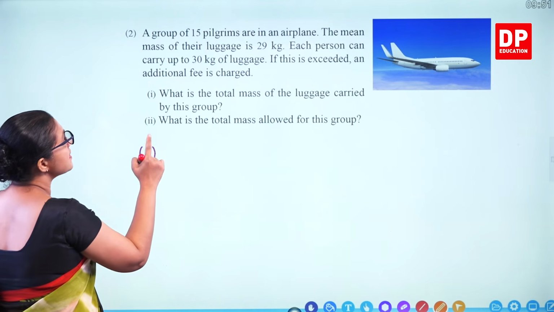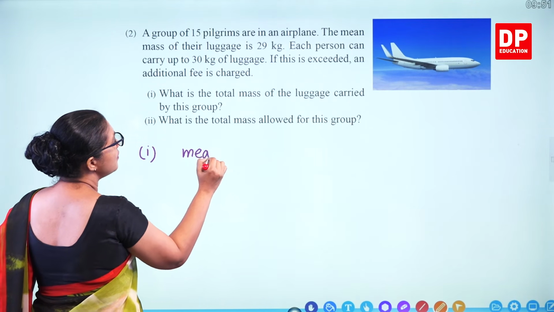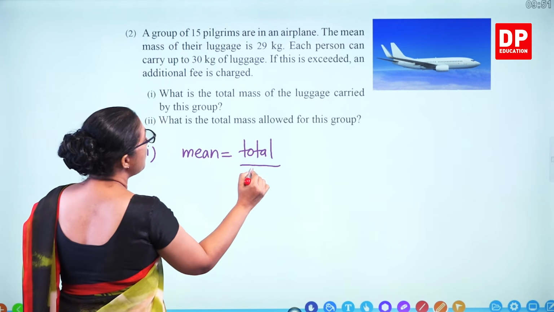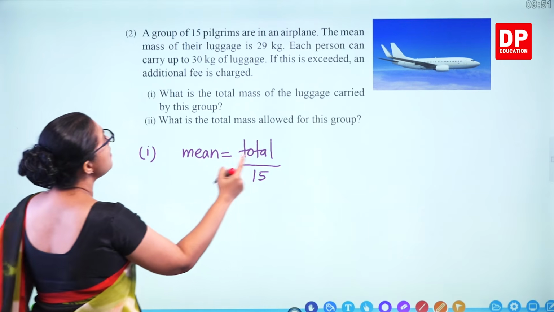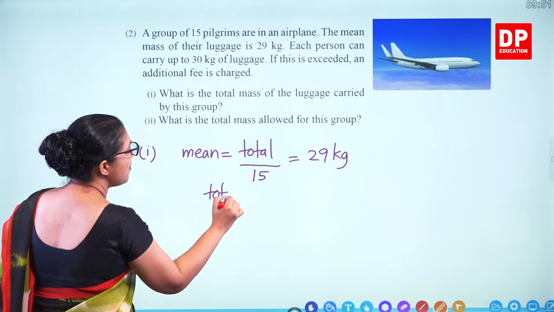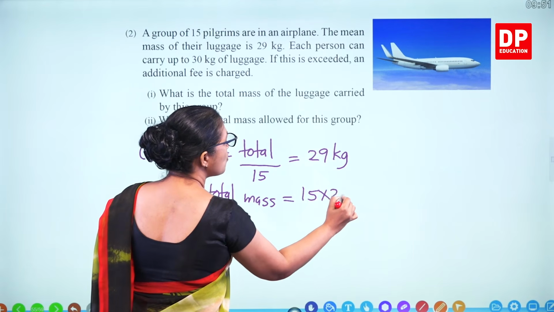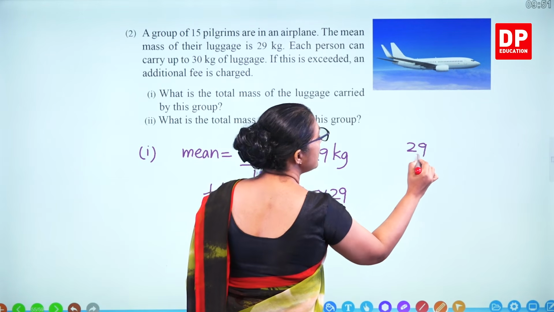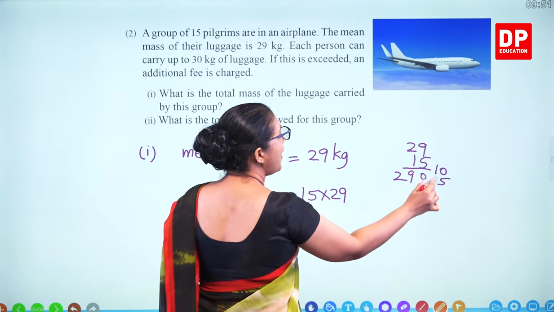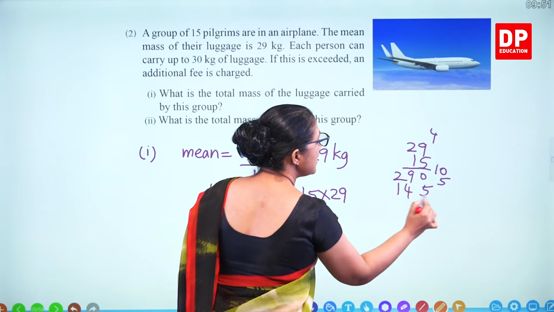So what's the total mass? The average or the mean value is the total over how many people. So that's 15. But the mean mass is given as 29 kg. So what's the total mass? Total mass is 15 times 29. Multiply 29 times 15, 10 and 5, and you get 5 times 9, 45. 5 times 2, 10 plus 4, 14.